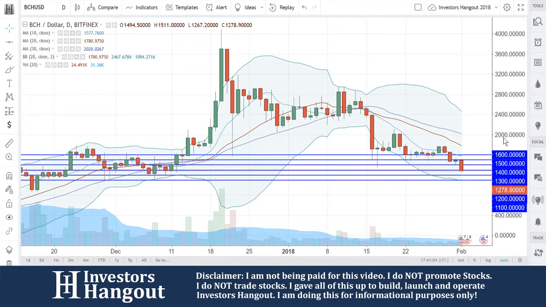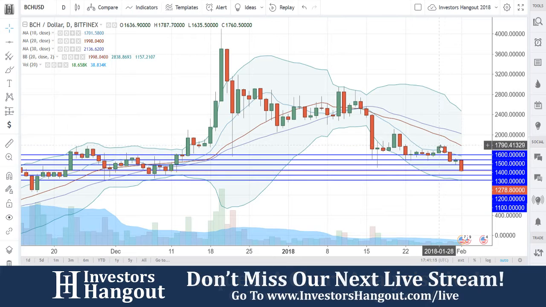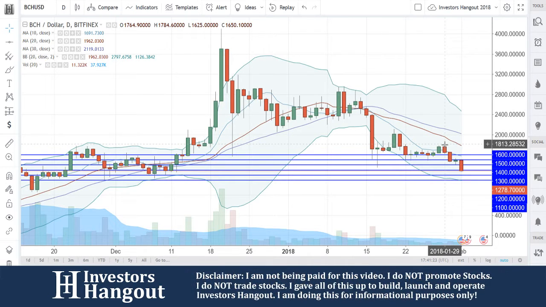Taking a look at BCH USD right now, 1278 is where you guys are currently trading, breaking through that 1300 support that we were watching. Unfortunately, over here at 1600, when you broke through that 10-day simple moving average, you started getting above it on January 28th, but just couldn't hold it. It ended up topping out around 1782, 1784 to be exact, both days, 1787, 1784, and then could not stay above that 10-day simple moving average.